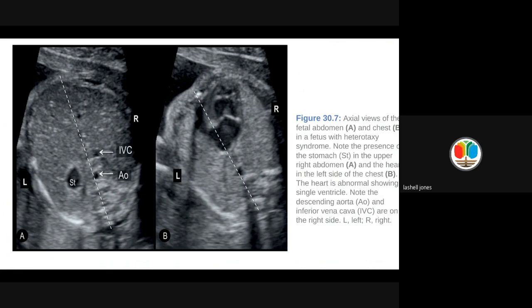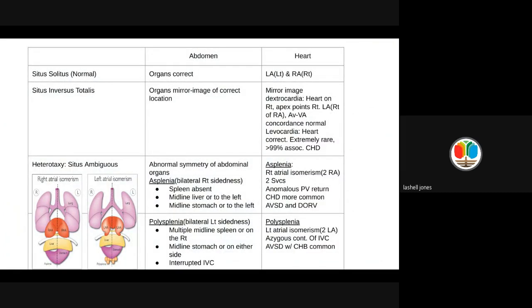Stomach on the left. All right, and then here's a chart that I made. Same thing. It's just going over the abnormal arrangement that you would see as far as with the abdomen, and then what's commonly seen as far as in the heart views. Please be familiar with this chart.